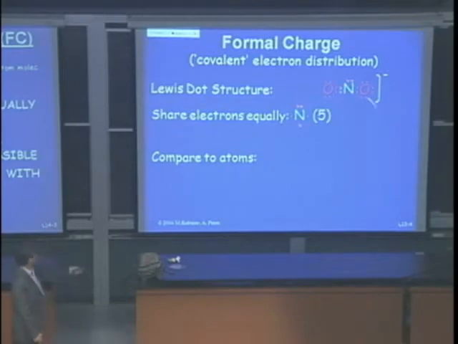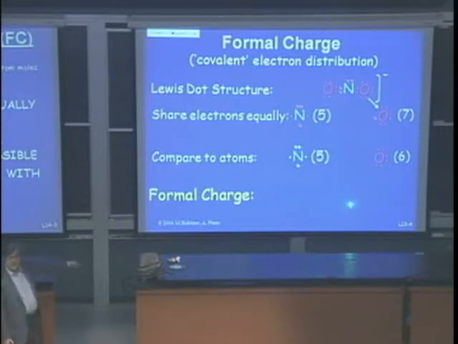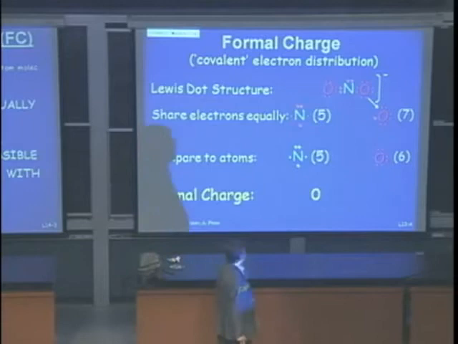And in a regular free nitrogen atom, how many valence electrons do you have? 5. This is what I want to show: the atom would be 5. So what would be the formal charge in this case? 0.